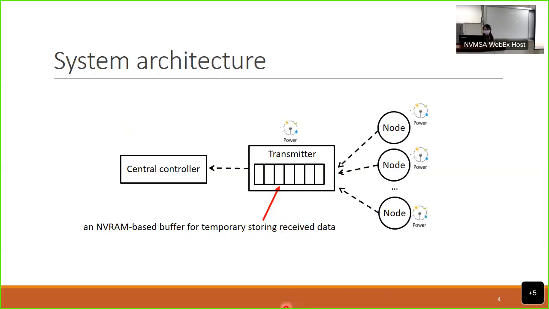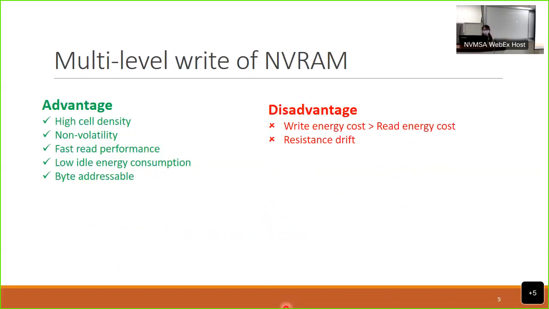Let's introduce two important technologies in this work. The first technology is called multi-level write of NVRAM. Let's recall the advantages and disadvantages of NVRAM first. The advantages of NVRAM are high cell density, non-volatility, fast read performance, low idle energy consumption, and byte-addressability. Because it is byte-addressable and non-volatile, it is very suitable for the intermittent system. But it also has its disadvantages, such as the write cost. The write energy cost is much larger than the read energy cost of NVRAM. And the other disadvantage is that some NVRAM suffer from resistance drift.